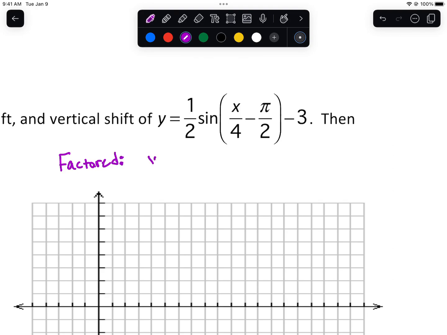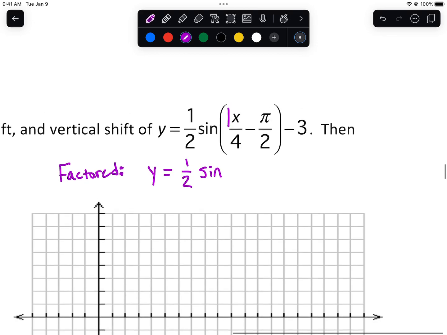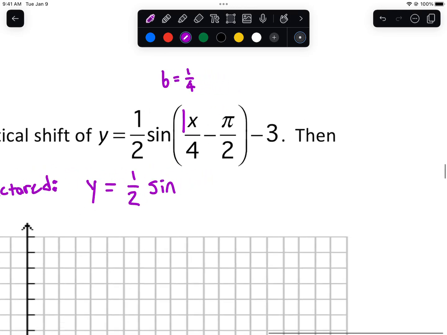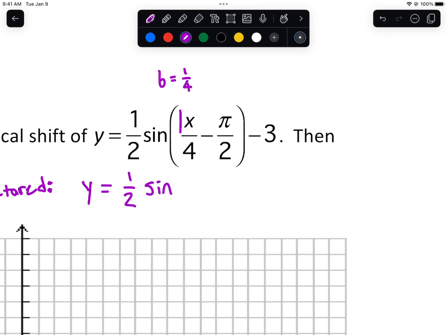So factored form would look like this: 1/2 sine. Technically, your b, watch out on this, b is technically 1/4. So that's going to affect something here with the period in just a moment. So we need to factor out or divide by 1/4. So when I do that, we need to take that pi over 2. Watch this here. We'll do pi over 2, and we need to divide by 1/4.